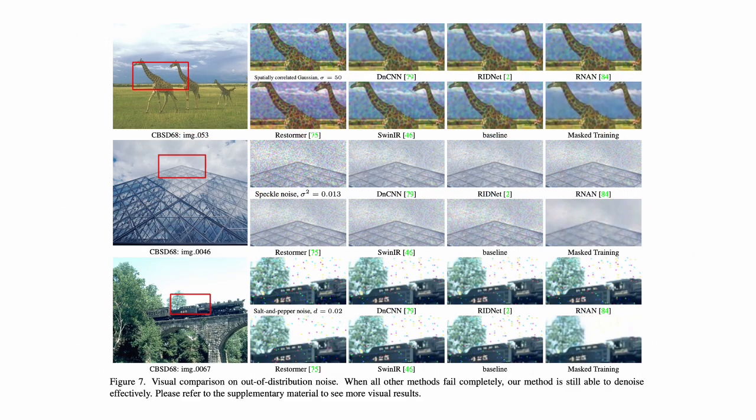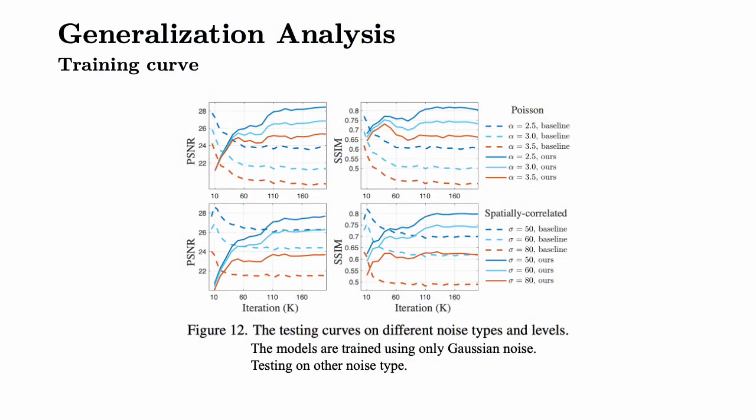This is the visual comparison on out-of-distribution noise. When all other methods fail completely, our method is still able to denoise effectively. Please refer to the supplementary material to see more visual results. Next, we will present additional results to substantiate our generalization performance.